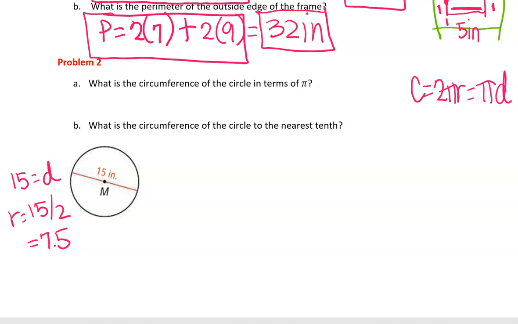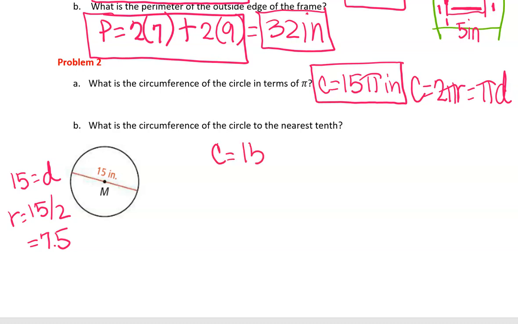So since they gave us d, let's do circumference equals 15 pi, and that is your answer. We'll label it with inches. Make sure again that you're putting your numbers into the formula first and then actually calculating after that. What is the circumference then? Circumference would be 15 times pi, and you'll actually calculate that. If I use the full value for pi on my calculator, I get about 47.1, and that would be inches.